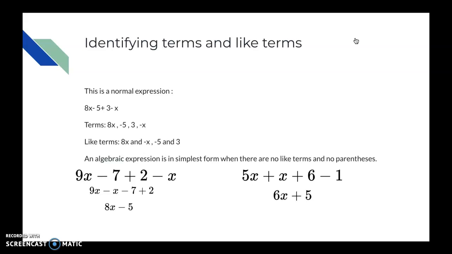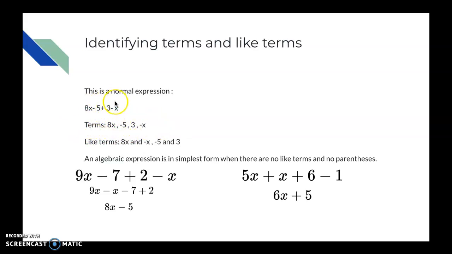So first, let's start with identifying terms and like terms. This is the first base. This is a normal expression right here: 8x minus 5 plus 3 minus x. We are going to be finding the terms in this expression. So what are terms? Terms are a single mathematical expression. For example, 8x is a term, minus 5 is a term, plus 3 is a term, negative x is a term. So basically that is what a term is. These are all the terms in this expression.